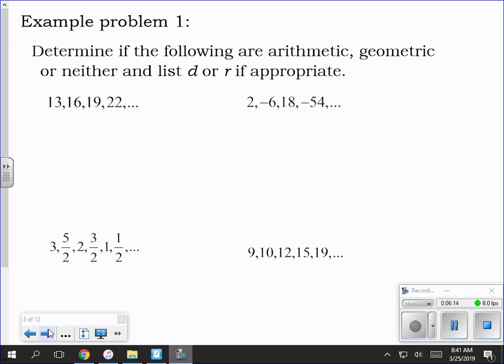So, example problem number 1, determine if they're arithmetic, geometric, or neither, and find d or r if appropriate. I always like to look, and there are ways, and I will show you shortcut ways to find out for sure in a minute, but a lot of times we just say, okay, how do I get from one to the next? How do I get from 13 to 16, 16 to 19, 19 to 22? Can I do the same thing each time to move down the line? Yeah, I can add 3 each time. So d is 3 because I'm adding 3, and this would be arithmetic.